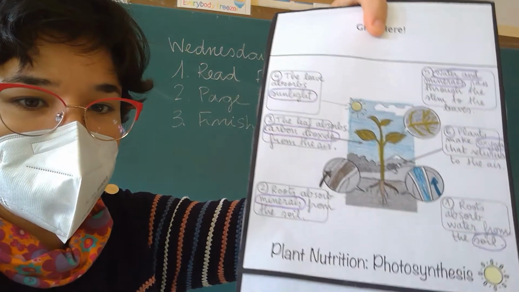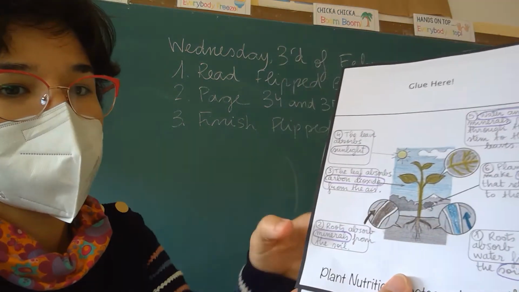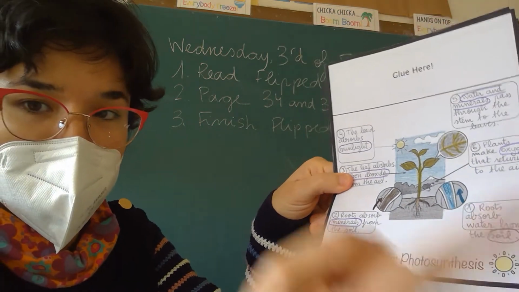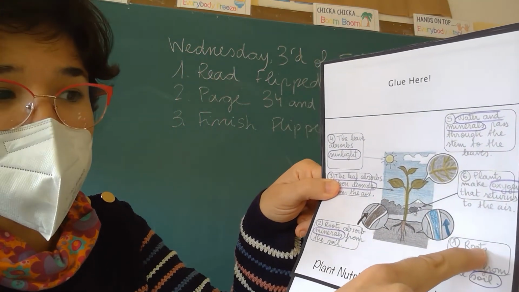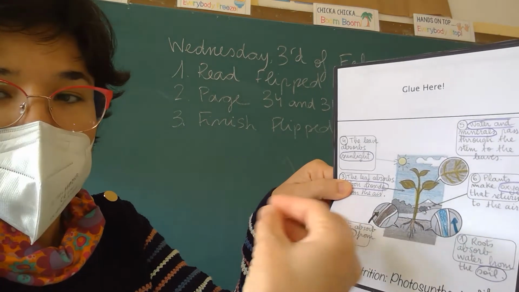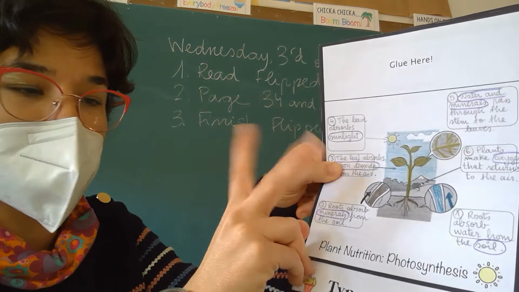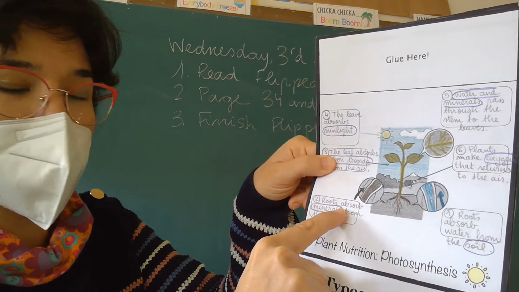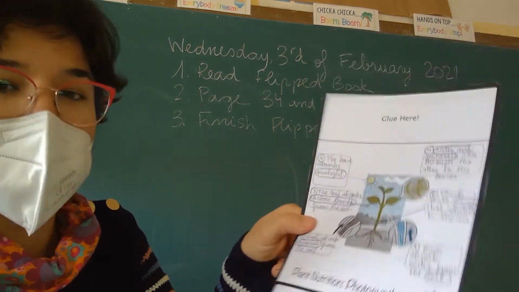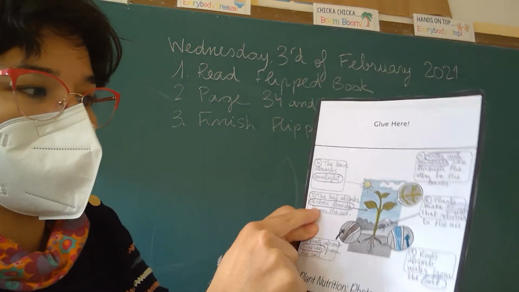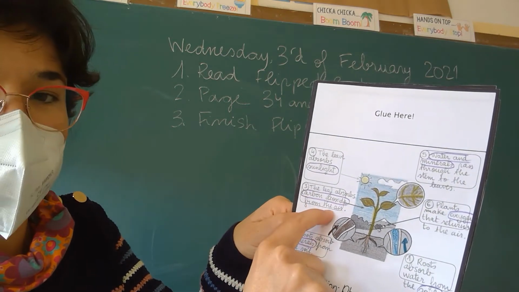Plant nutrition, photosynthesis. Let's follow the order. Okay? Number 1. Here. Roots absorb water from the soil. Number 2. Roots absorb minerals from the soil. Repeat with me. Number 3. The leaf absorbs carbon dioxide from the air.